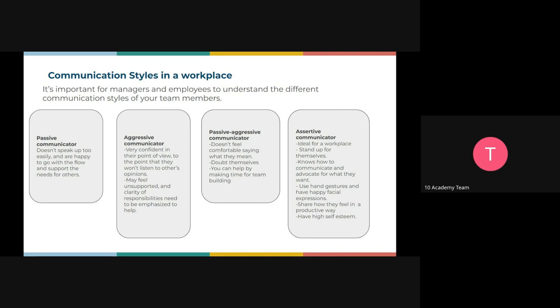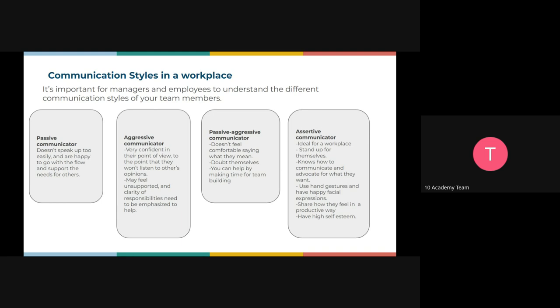A passive communicator basically doesn't always speak up too much. They're always very happy to just go with the flow of others and support the needs of others. They don't usually confront, and sometimes they come off as submissive.